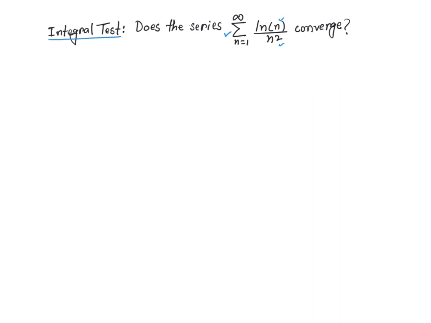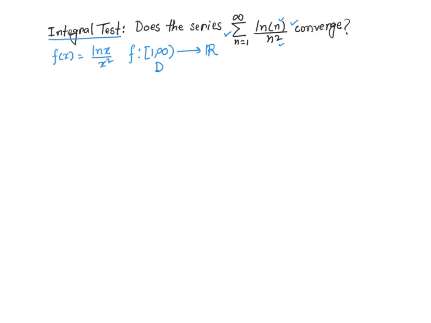Now, in order for us to be able to use the integral test, we need to define a function that goes with the series, and it has to have three properties. So let's define the function first. It's going to be f of x is equal to ln of x divided by x square. And then this function has to be defined from 1 to infinity, and the range is going to be real numbers. Let's call this D for domain.